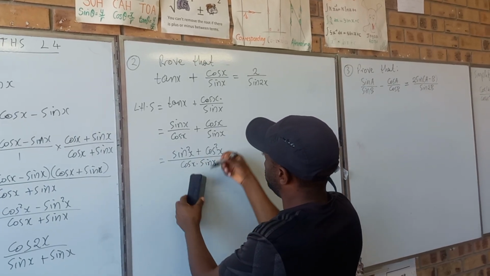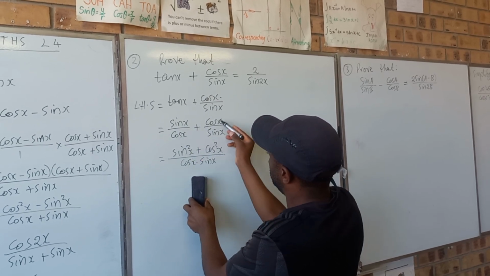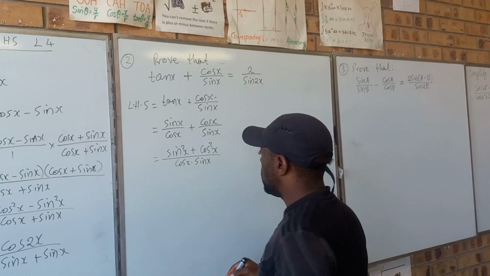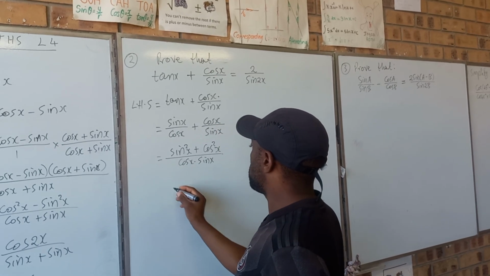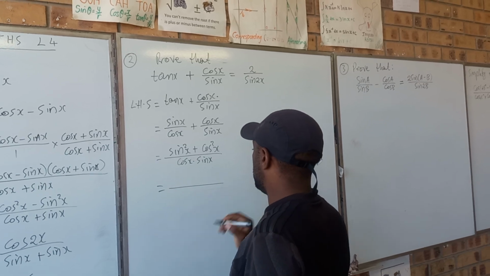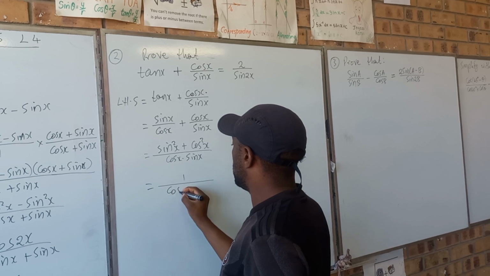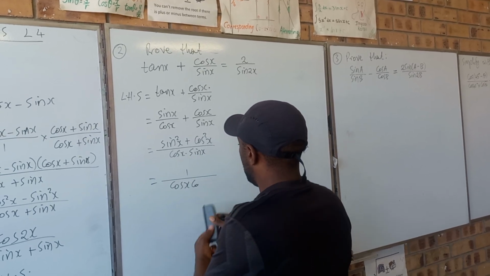Some students prefer doing what they call cross multiplication for this numerator. Once they get their LCD, they just cross multiply sine x times sine x, you see there cos x times cos x. But that one is very good when you have only two things. And from here now, you see that sine squared plus cos squared, from our basic knowledge of identities, that is equal to 1, divided by cos x sine x.